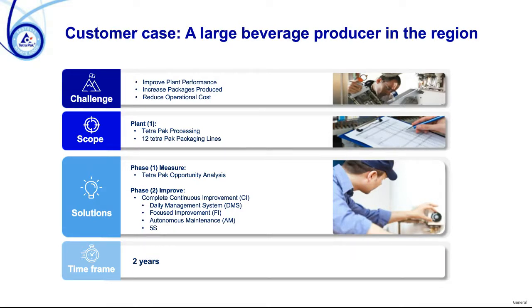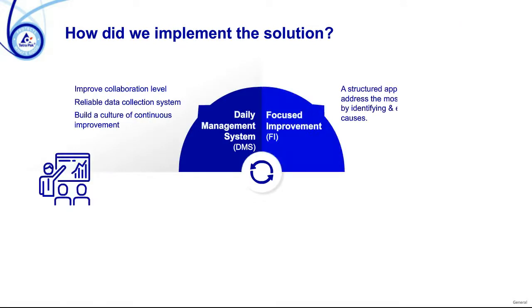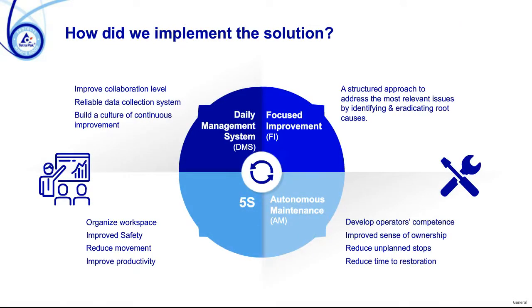And the complete continuous improvement solution itself has 4 sub-projects or 4 sub-solutions inside it: the daily management system, focused improvement, autonomous maintenance, and the 5S. The time frame for the solution was 2 years, complete 2 years. So we agreed on the solution and we implemented it, but how did we implement the solution at the customer site?